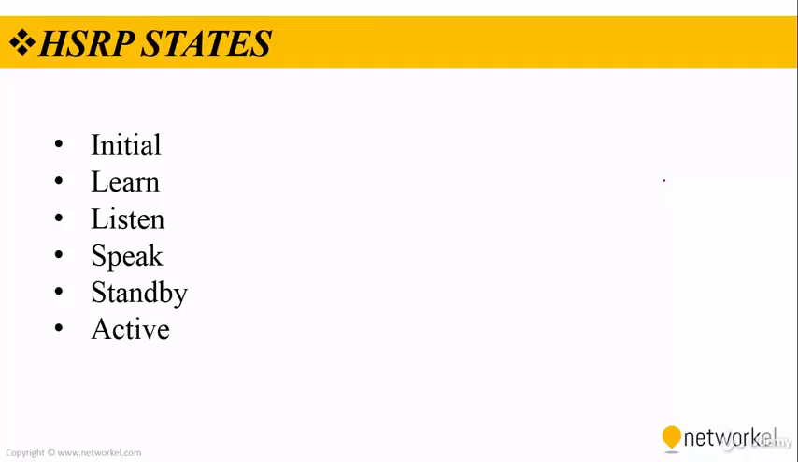And here are the states of the HSRP routers. We have six states, and the first state is initial. This is the beginning state. It indicates HSRP is not running. It happens when the configuration changes or the interface is first turned on.